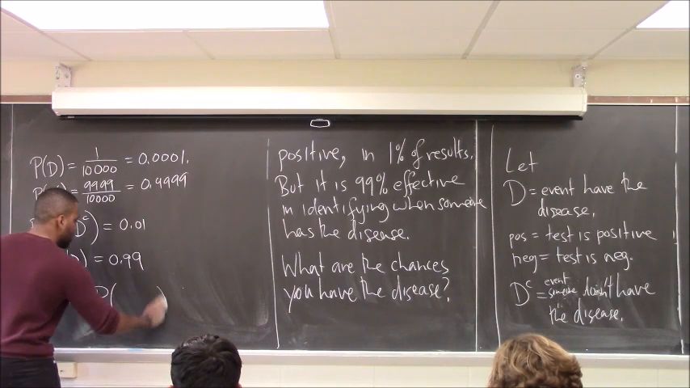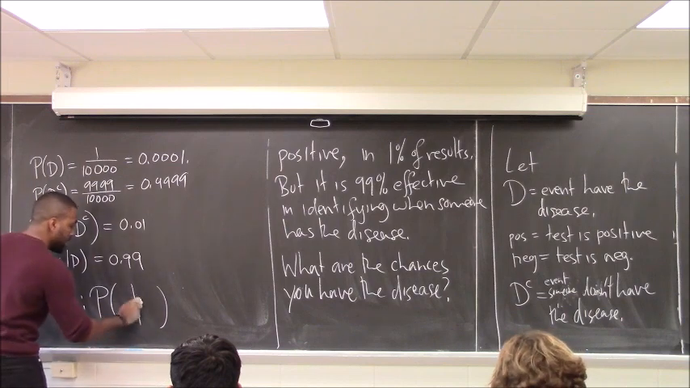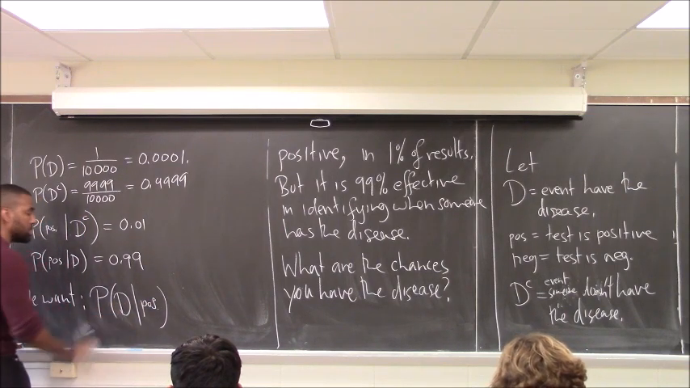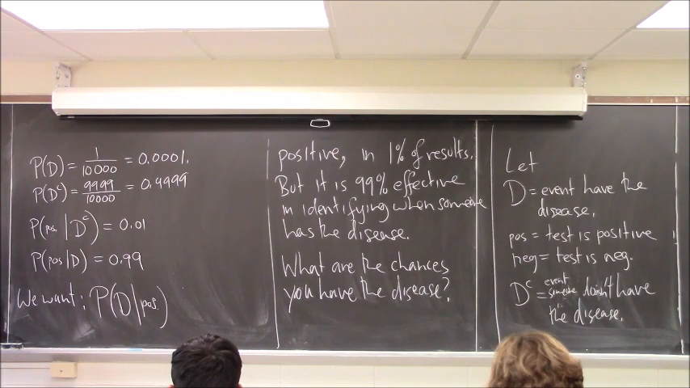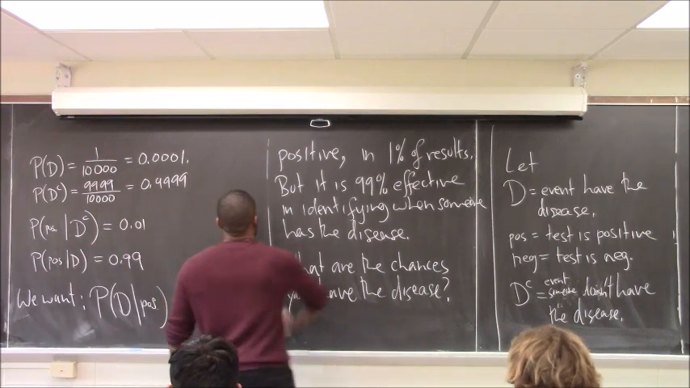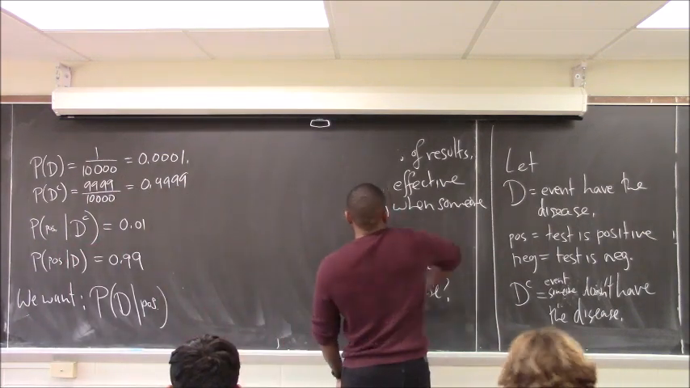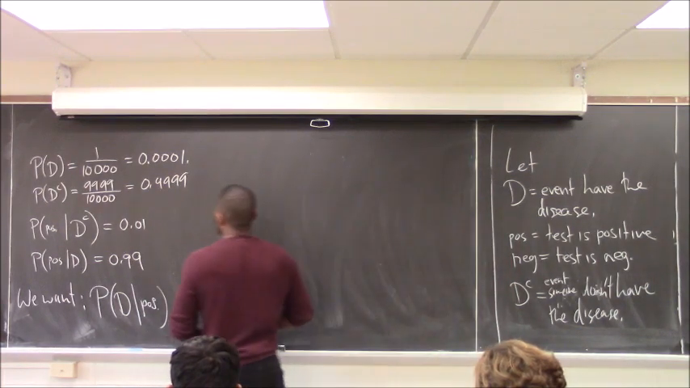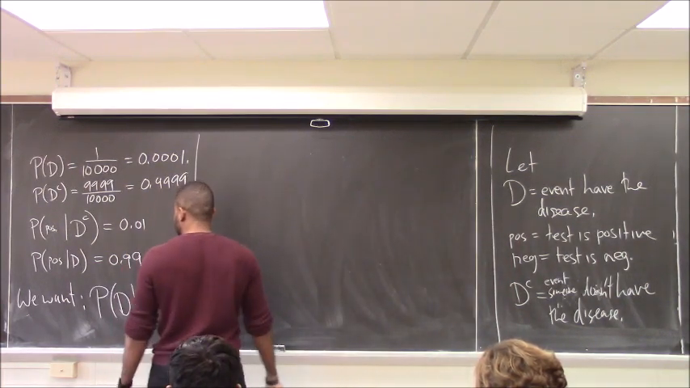What do we want? What is the event that just occurred? Well, we tested positive. What is the chance that we have the disease given we just tested positive? That's what we want to figure out, the chance we actually have the disease under the scenario that we had a positive test result. So, let's see. It doesn't look so good.